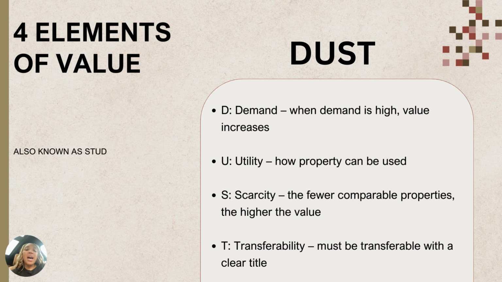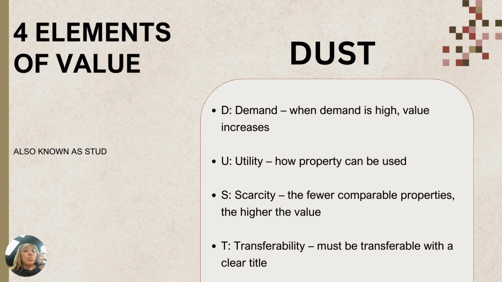But when it comes to dust, dust is simply: D is for demand. U is for utility. S is for scarcity. And T is transferable. So demand is when the demand is high and the value increases.